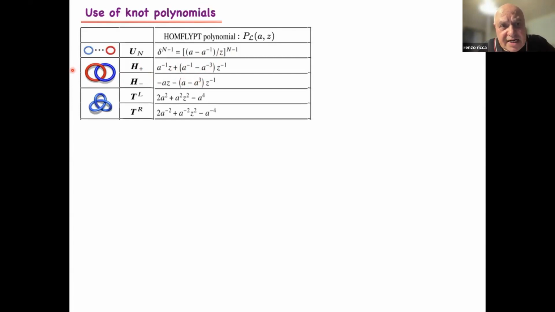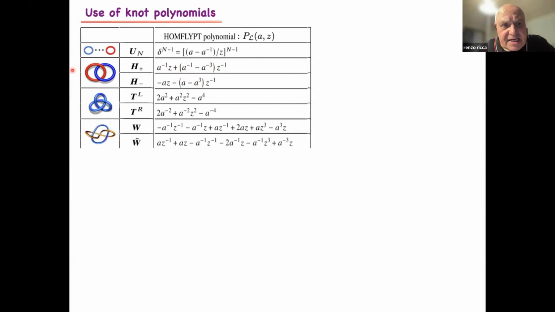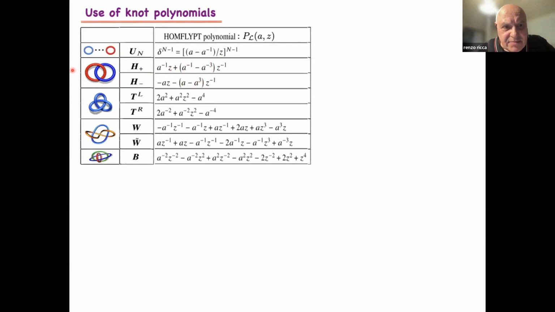Trefoil knot, right and left handed, the Whitehead link, one type and the mirror image, Borromean rings, and you see these polynomials get very complicated. But from a topological viewpoint, the good news is that as long as the crossing number is not so high, these polynomials identify very well the topology of the knot or link type uniquely.